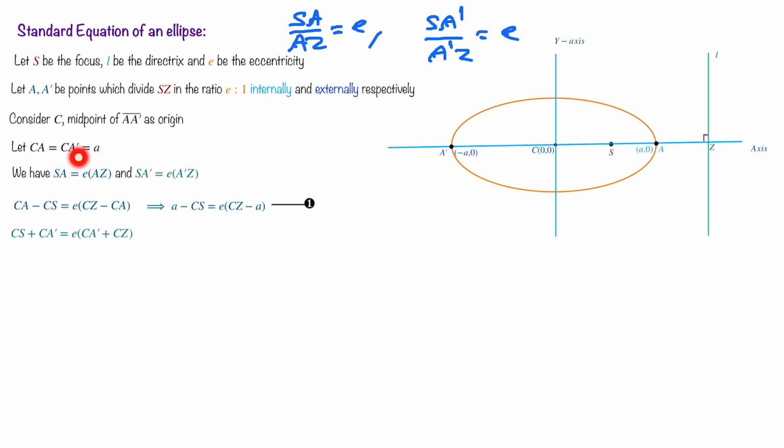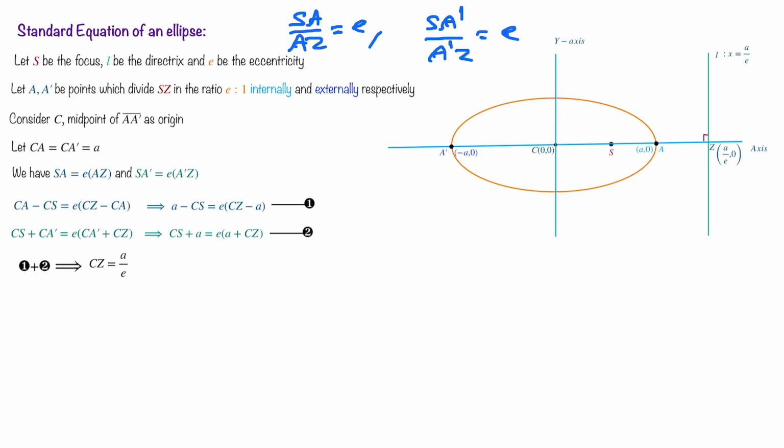Again, the CA' equals small a, right? Let me replace CA' in both sides using small a. Then we have this relation. Let me call it 2. If I do 1 plus 2, if I add these two, what happens here?